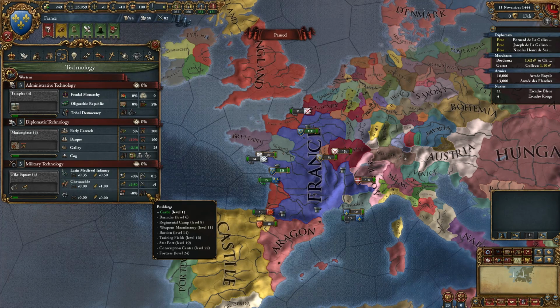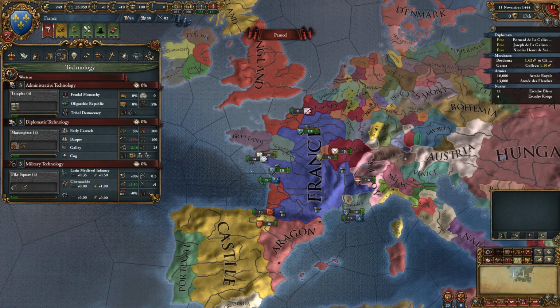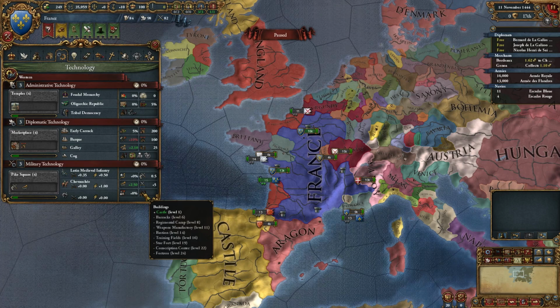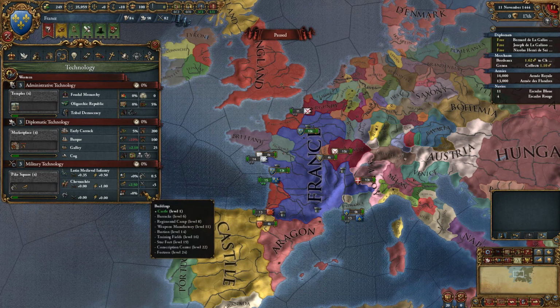Buildings. Buildings from the military tech group involve things like castles and fortresses that increase your local defense and stop enemies from moving around you, to barracks, which give you access to more manpower, to regimental camps and training fields that give you access to a larger supply of men in the field at once.